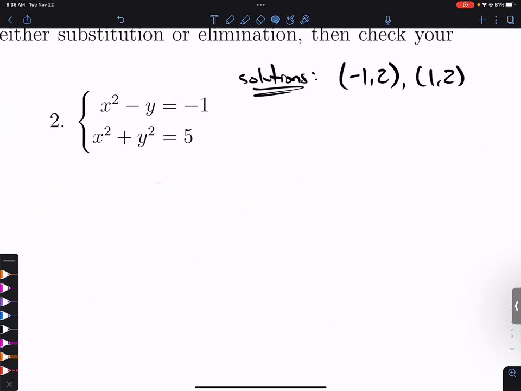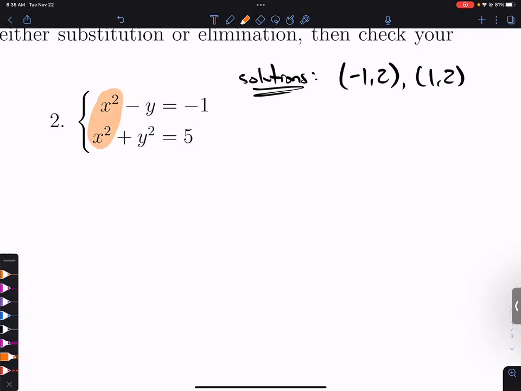All right, what do you want? What do you see? What do you want to try? Okay. Elimination, it would have to be the x squared terms, right?